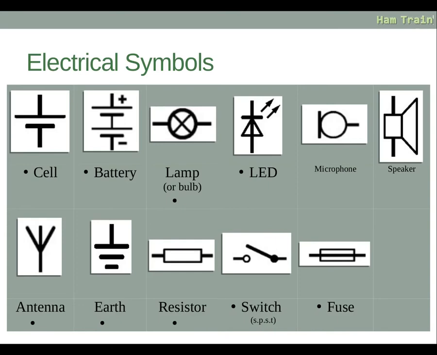We've got the earth symbol, which is three horizontal lines. We have a resistor, which is a rectangle. A switch, which is two circles with a bar in the open position. And finally a fuse, which looks like a resistor, but the line goes straight through it rather than stopping at each end. Again, please practice these, drawing them out, and just become familiar with them.